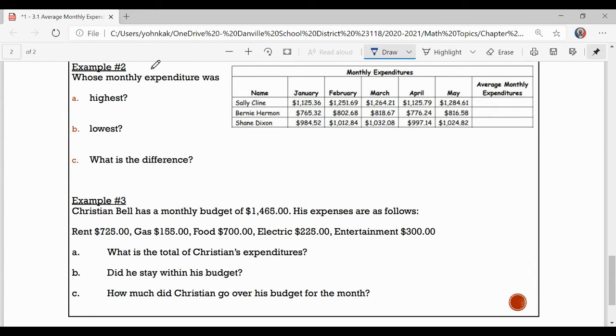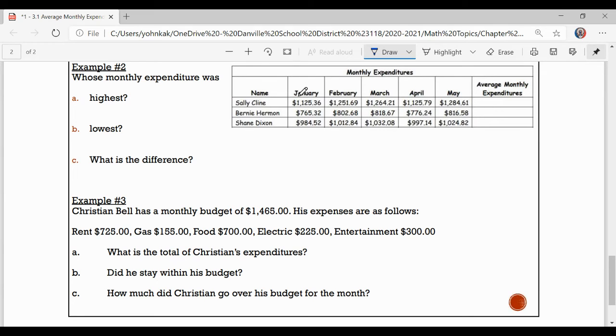Number 2 says whose monthly expenditure was the highest, the lowest, and what is the difference? So when we look over here, whose monthly expenditure was the highest? So we have January, February, March, April, and May, and then we have Sally, Bernie, and Shane. I can either add January through May and divide by 5 for Sally, and do the same for Bernie, and same thing for Shane.